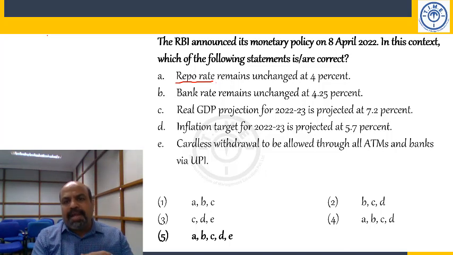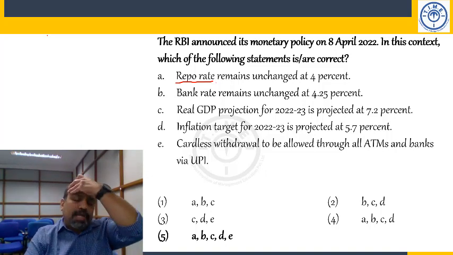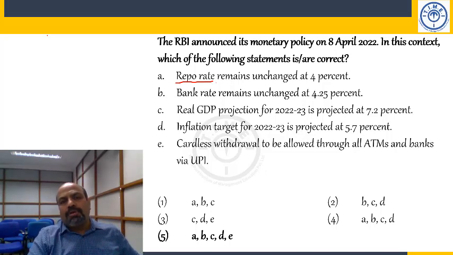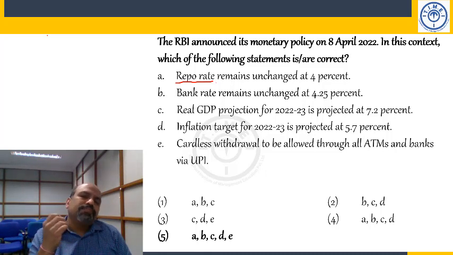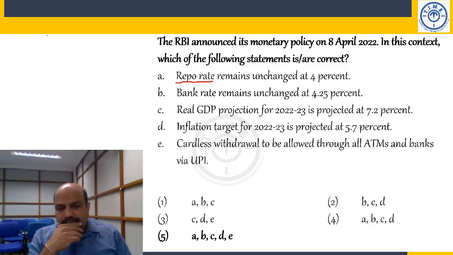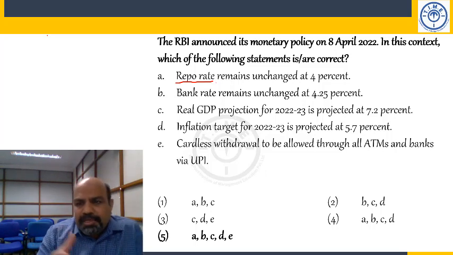Next, bank rate. Look at choice B. Bank rate. Rate of interest charged by the RBI on long-term loans to commercial banks. Dash. Currently it is 4.25%. Next. I think you could write all these things.